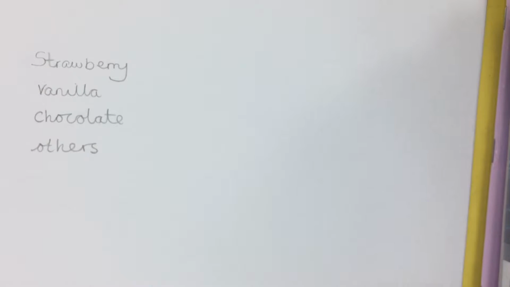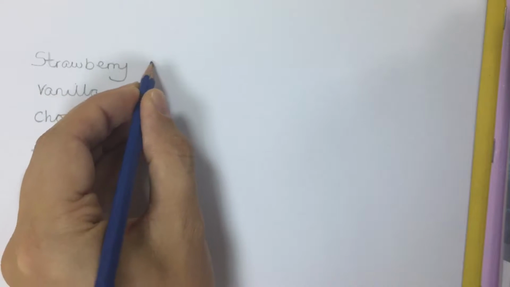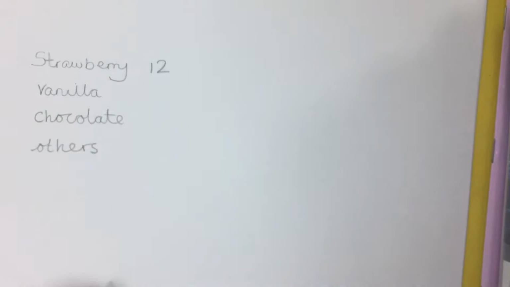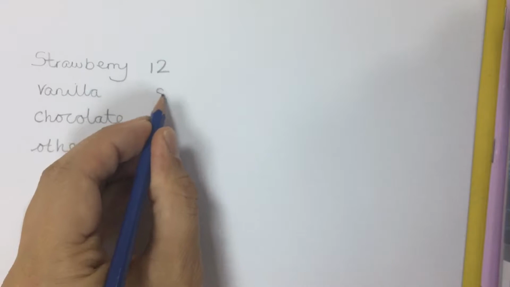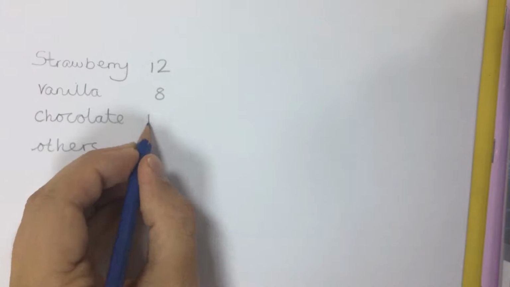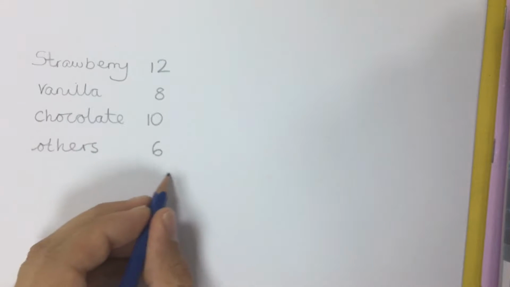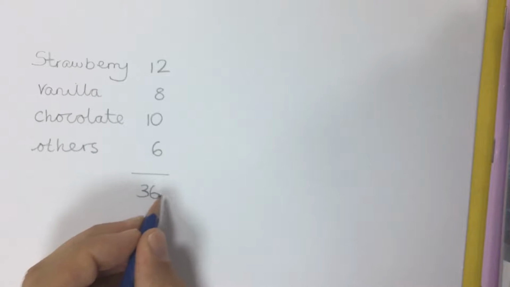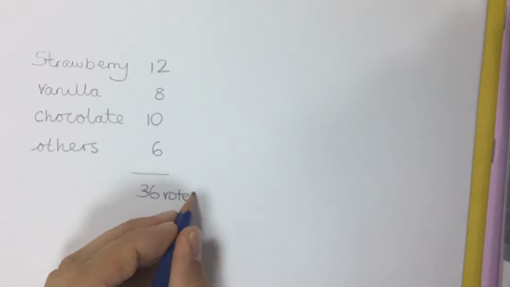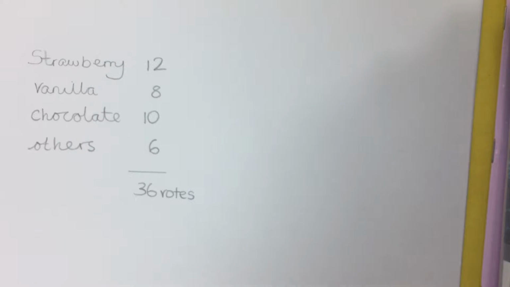And I tried to make the example as easy and straightforward as possible by giving you numbers which would add up to 36, and I'll explain in a second why. So strawberry was 12 children, vanilla was 8 children, chocolate was 10 children, and others was 6 children, and they did add up to 36 votes for 36 children who voted in this survey.